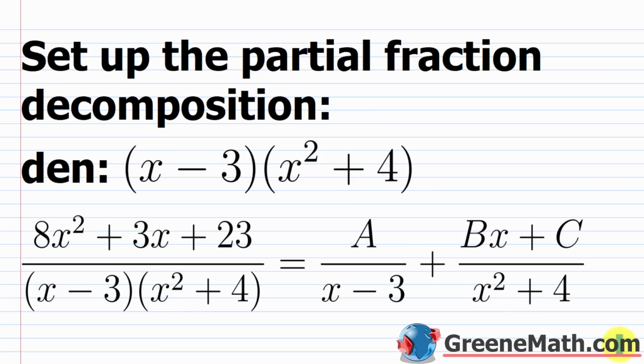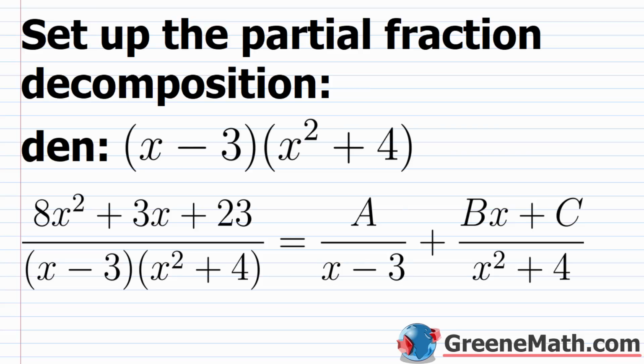Now we're going to set up the partial fraction decomposition. So here we're going to have a denominator again of x minus 3 times the quantity x squared plus 4. So we would set this up and say this is a over your x minus 3.